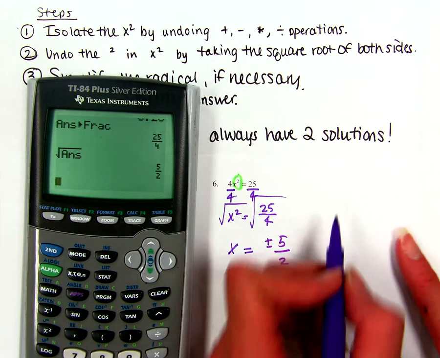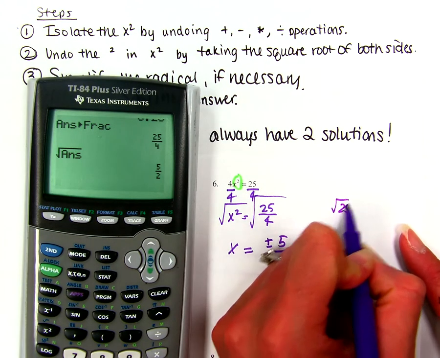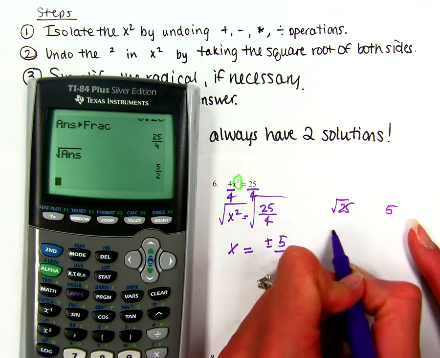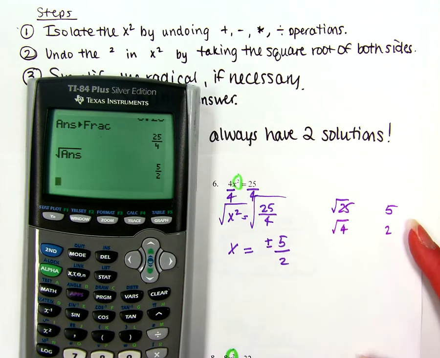Another way to think of this is, well, we did the square root of the top. What's the square root of 25? That's 5. We did the square root of the bottom. That's 2. So that's where 5 over 2 came from.